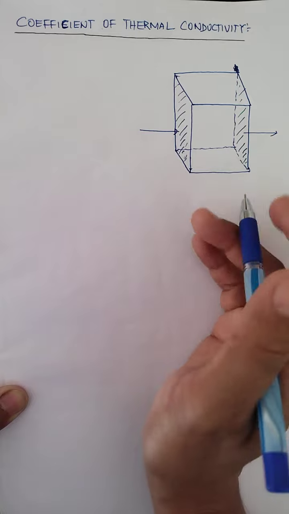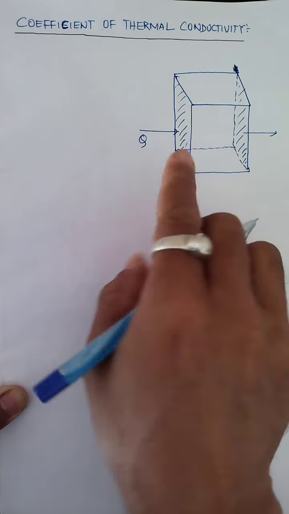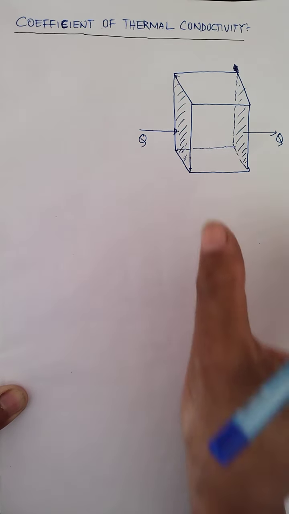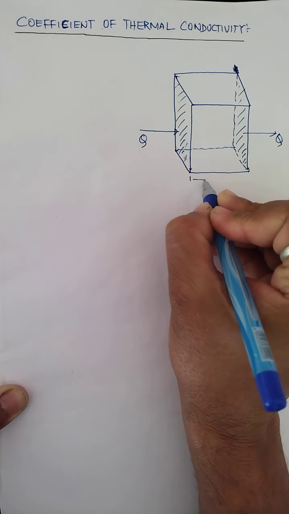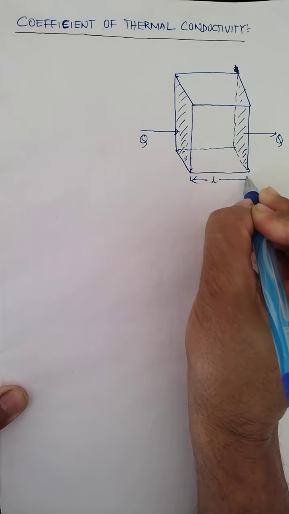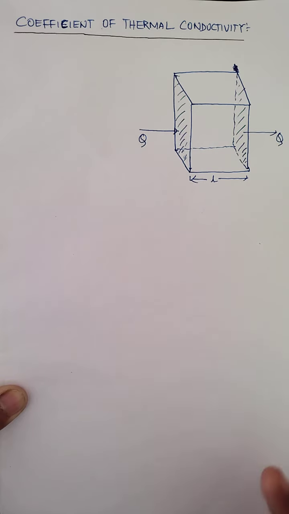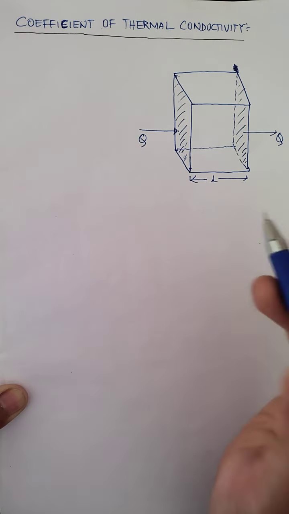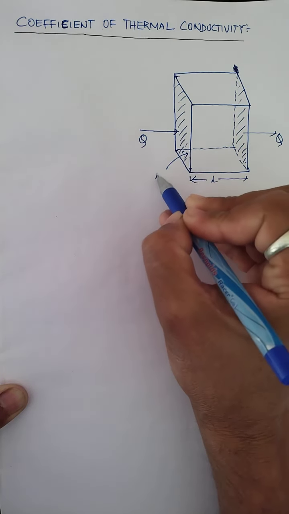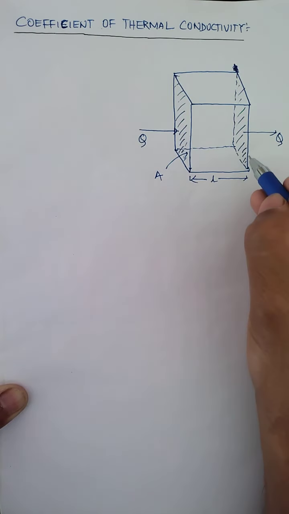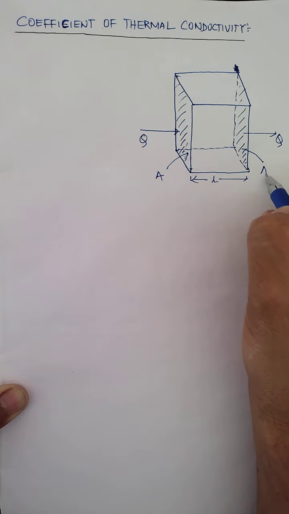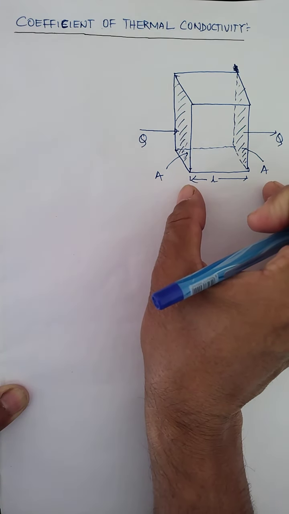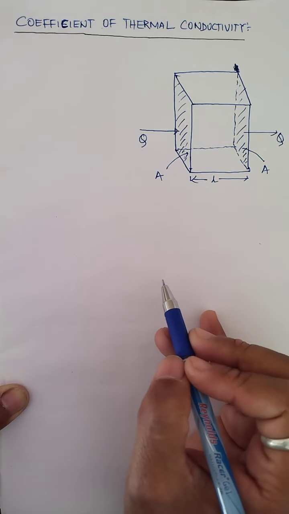So for the consideration, I can take that Q is the amount of heat that enters from this surface and Q is the amount of heat that leaves from this surface. Now these two surfaces are separated by a distance, say L. As for the diagram, these are the two parallel faced slabs having a cross section area, say A. If this face has cross section area A, then the other face also has cross section area A, meaning equal cross section area. The distance between the two faces of the slab is L.